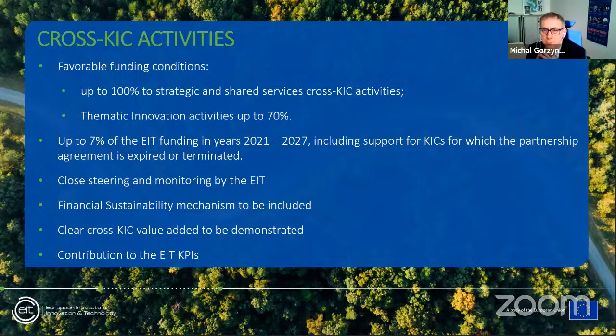Two other points are very self-telling. In order to be included and to be part of the cross-KIC portfolio, clear cross-KIC value added has to be demonstrated in terms of elevated impact or efficiency gains from the joint activities. Only after demonstrating this, we may consider such activities as cross-KIC activities. Last but not least, all these activities have to contribute to the EIT KPIs, to the EIT monitoring impact framework.